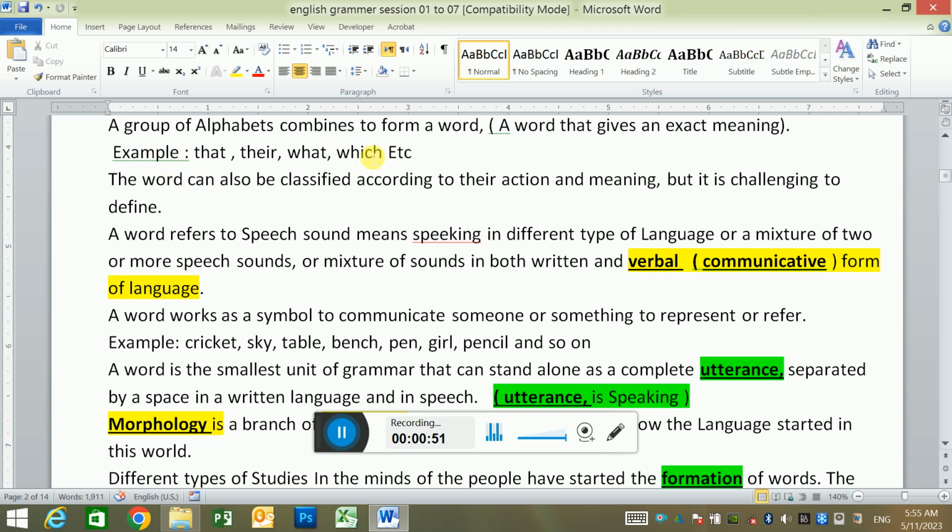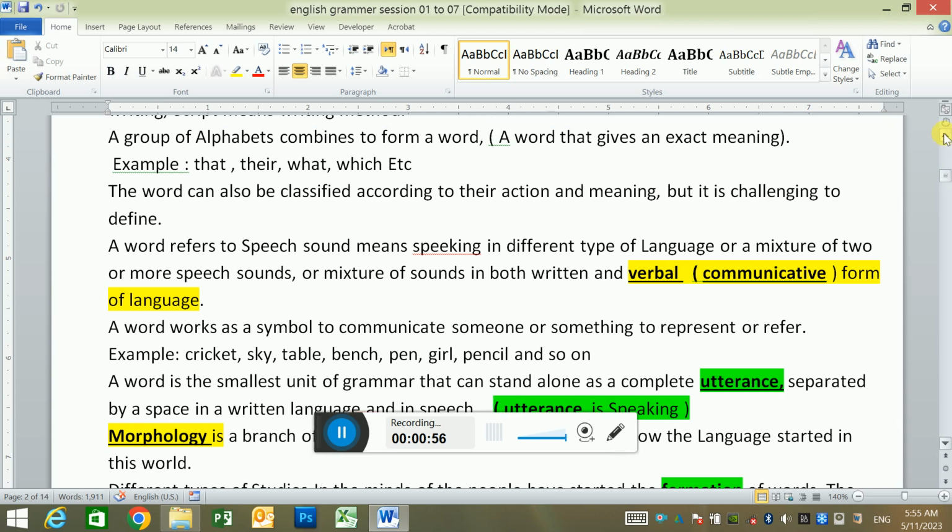A group of alphabets combine to form a single word, a word that gives an exact meaning. Examples: that, there, what, which, etc. As I explained in a previous class, words can be classified according to their action and also according to the meaning given to them, but it is challenging to define.